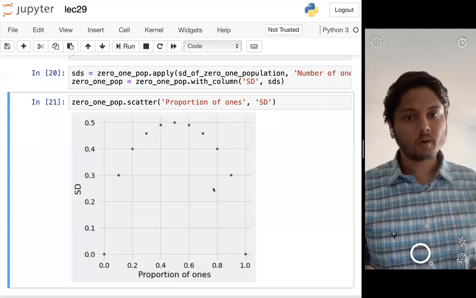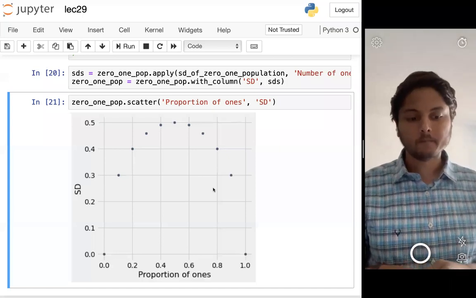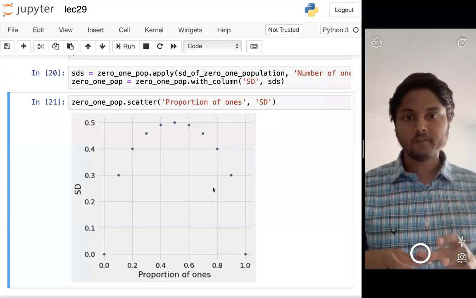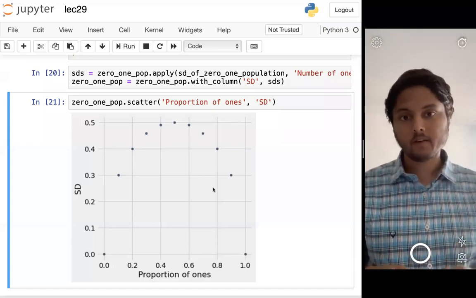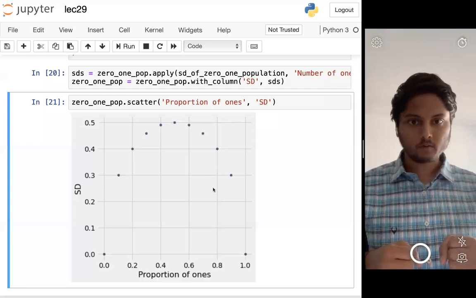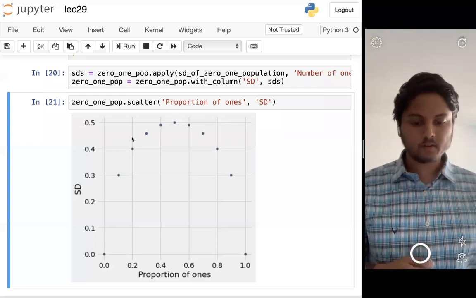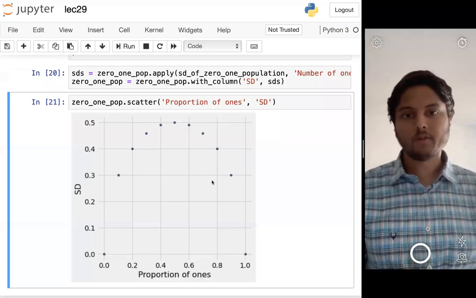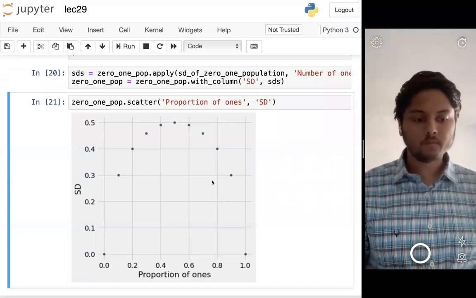Again, 0-1 populations are populations where the value only takes on either 0 or 1. So if you have data or some variable like that, where the variable only takes on either 0 or 1, the standard deviation is going to show this kind of curve, depending on what proportion of the data is equal to 1 or 0.